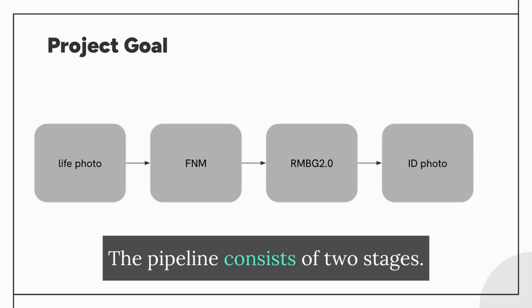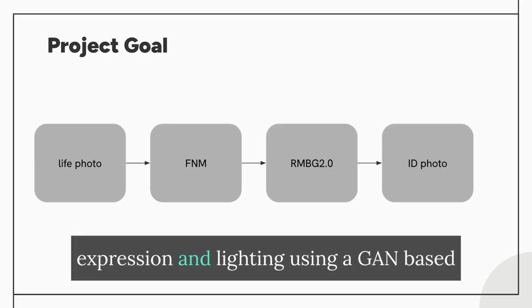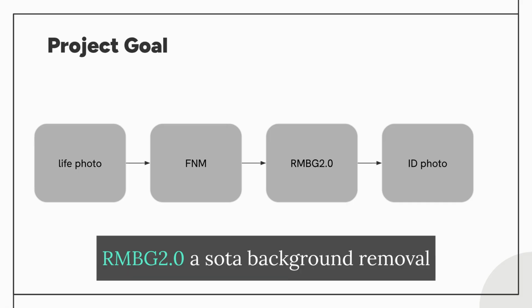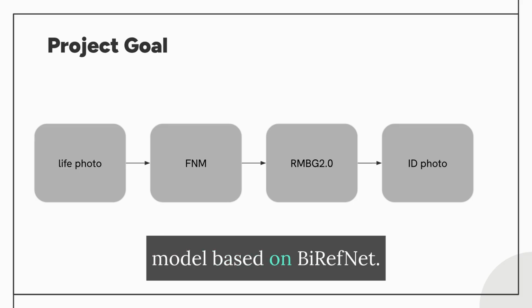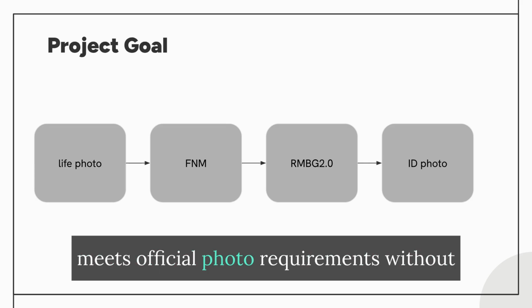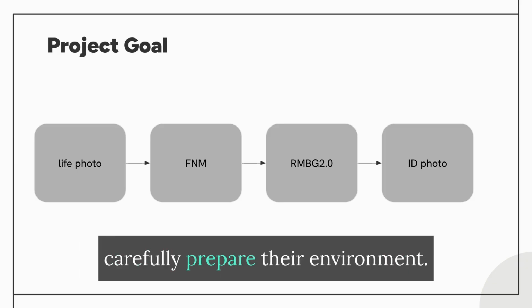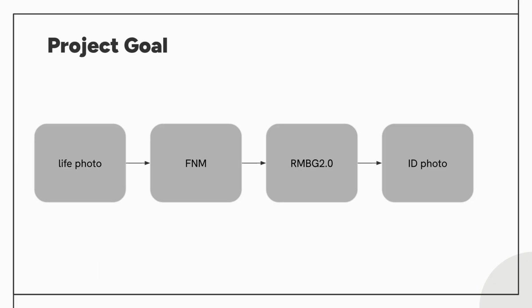The pipeline consists of two stages: face normalization, which adjusts face direction, expression, and lighting using a GAN-based model; and RMBG 2.0, a SOTA background removal model based on BiRefNet. The expected output is an ID photo that meets official photo requirements without requiring users to visit a photo studio or carefully prepare their environment.